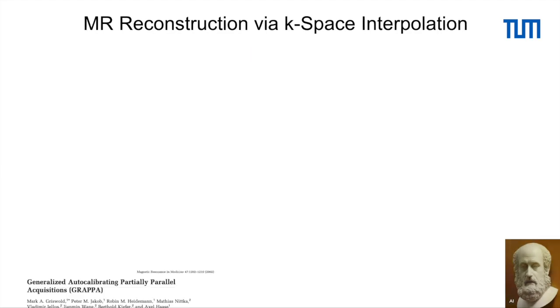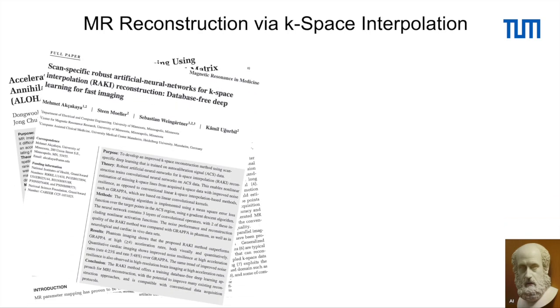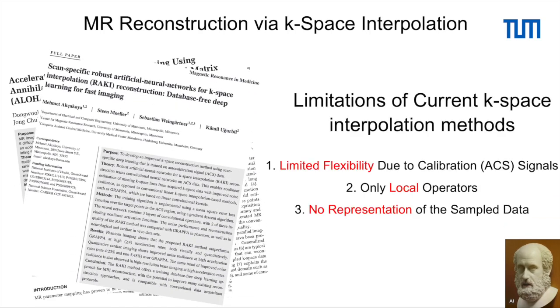There are also some limitations of current K-space interpolation methods. Some of them require calibration signals in K-space, restricting the flexibility of K-space sampling. Further, almost all current works use local operators to process K-space, overlooking the long-range dependencies of the frequency domain. Moreover, they do not learn the representation of the sampled data, which contains meaningful patterns that are easier to process.